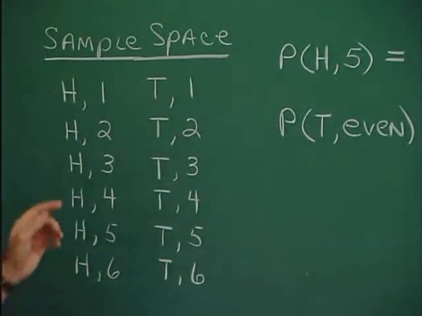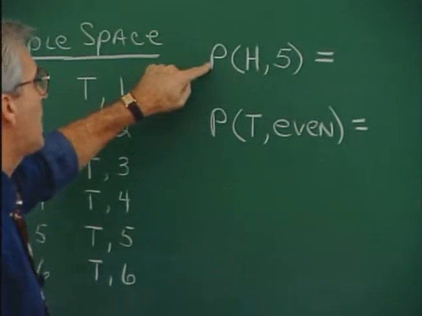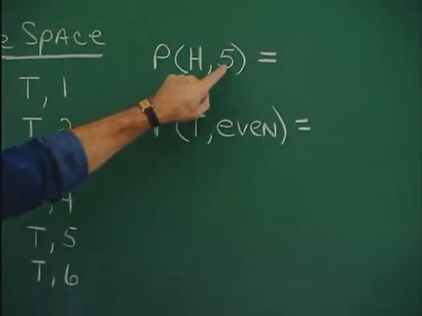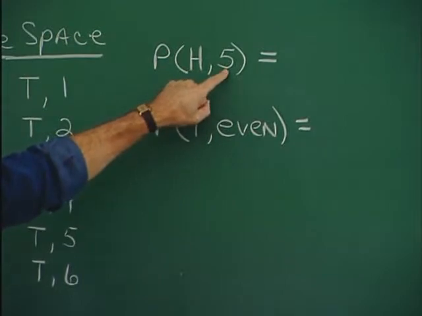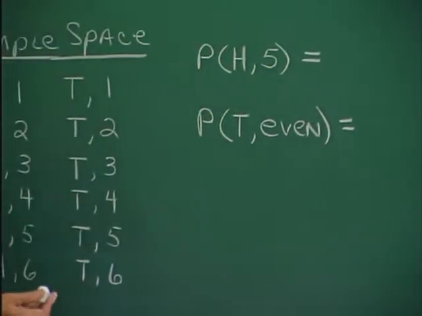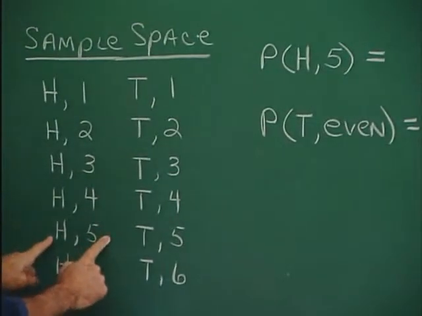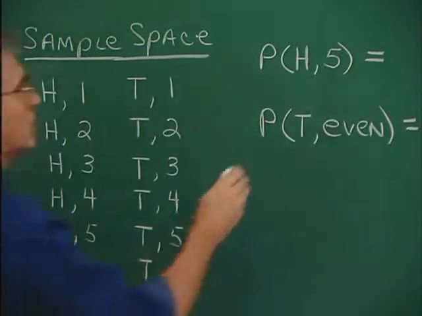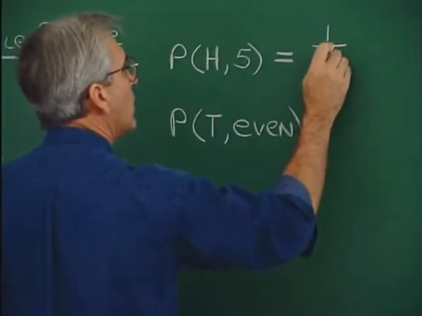And if we want to figure a probability, like what's the probability of flipping the coin and having it turn up heads and then rolling the die and having it turn up 5, then we would look over here. How many favorable outcomes are there? Well, let's see, a head and a 5 right here. There's 1 out of the 12 items that are possible. So the probability then is 1 over 12.